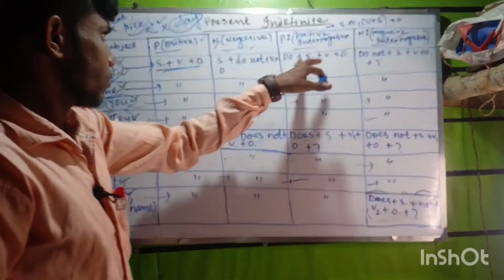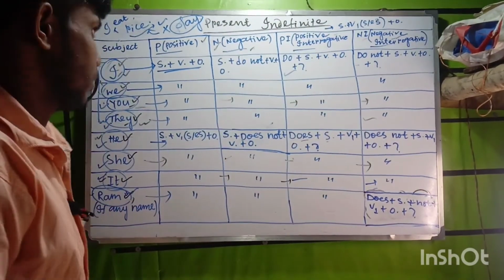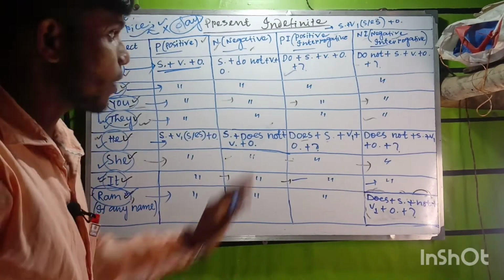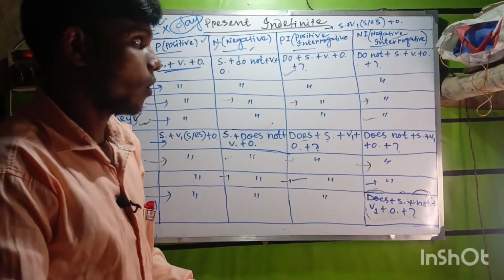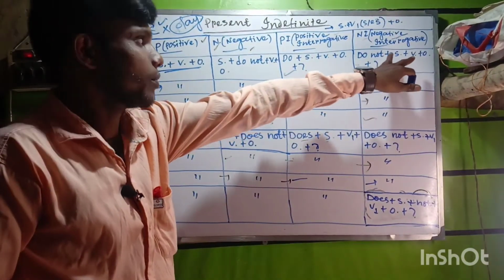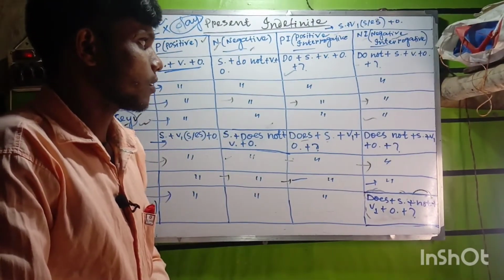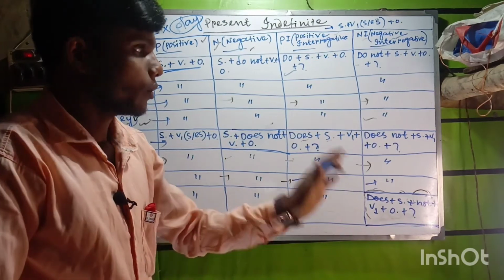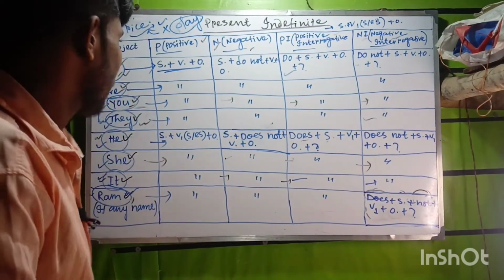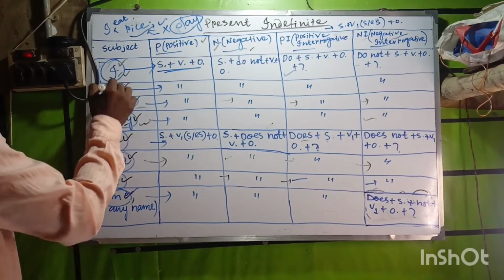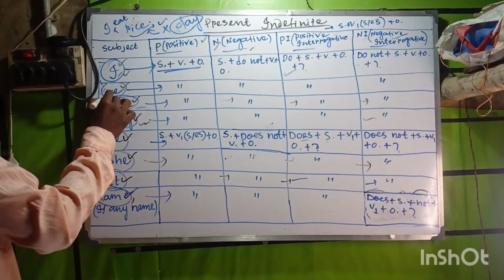This is the positive interrogative. Do I play? If I extend, do I play football? In negative interrogative: do I not play? If I extend the sentence, do I not play football? Okay. Next, I skip to another one.